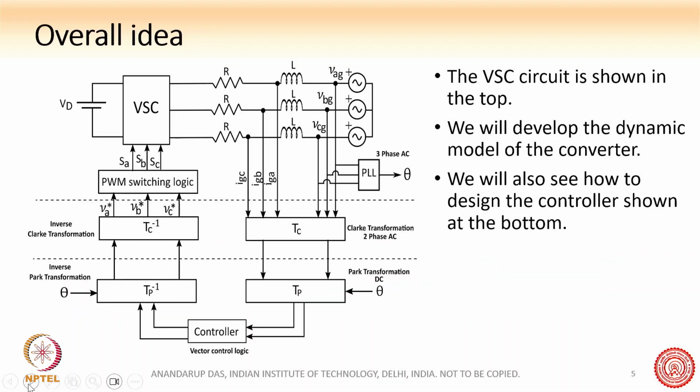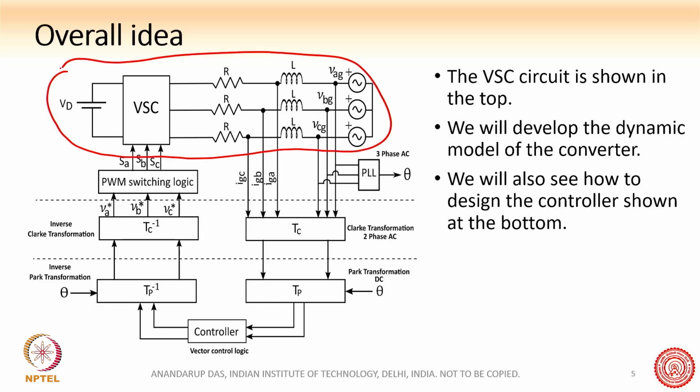Now let us see the overall idea of what we are going to do. First we look into this part, which is our grid connected converter. Here is our filter, here is the grid, and here is the voltage source converter. From the control point of view, this is our plant. And here sits our controller, or compensator, such as a PI compensator.